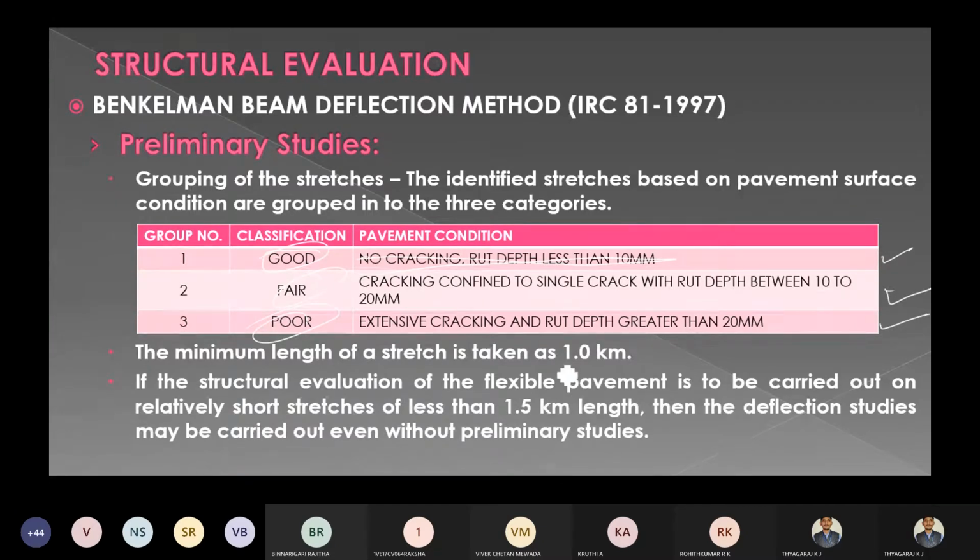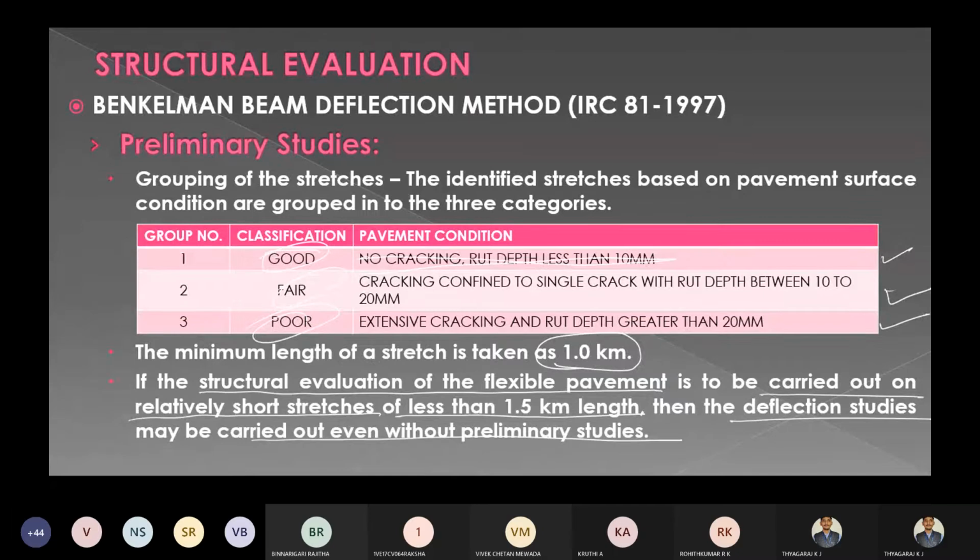Then the minimum length of the road you should select is 1 kilometer. The BBD study should be carried out for every 1 kilometer of the road. So remember, for every 1 kilometer, you are going to conduct the BBD test. Then if the structural evaluation of the flexible pavement is to be carried out on relatively shorter stretches of less than 1.5 kilometer, the deflection studies may be carried out even without preliminary studies.